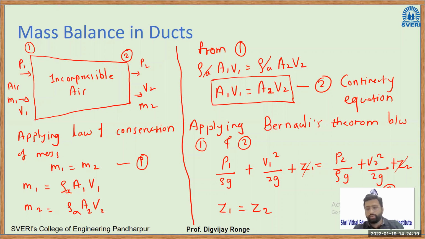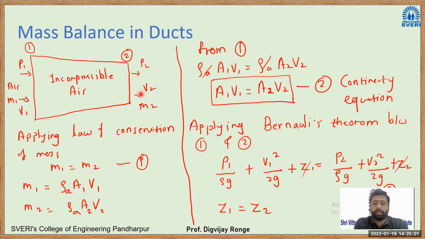If I apply my law of conservation of mass, in this case, M1 will be equal to M2. Mass flow rate is given as rho AV, density into area into velocity. Because area into velocity gives you volume flow rate, meter cube per second, and into density that will give you kg per second. So this is why I will equate here. Density and density term will get cancelled, and I will get A1 V1 equal to A2 V2. So this is a continuity equation. For continuity equation, I am assuming air is incompressible.